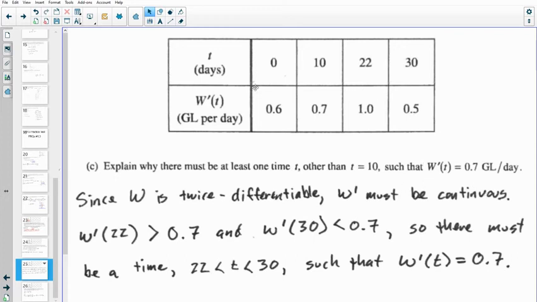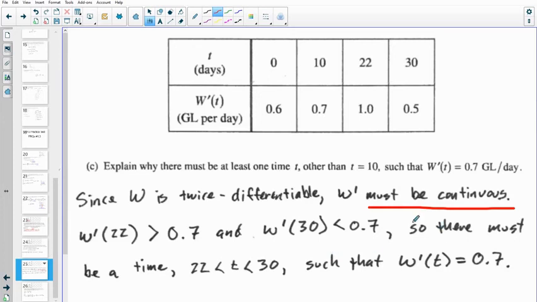If it's continuous, I would guess that we're not going to get credit if we don't say something about it being continuous. And here's the rest of what I was just saying. At this time, it was bigger than 0.7. At this time, it was less than 0.7. So there must be some time in between where the rate is exactly 0.7.